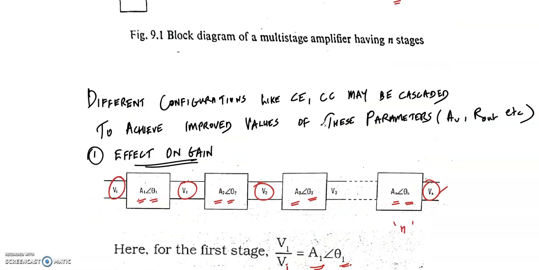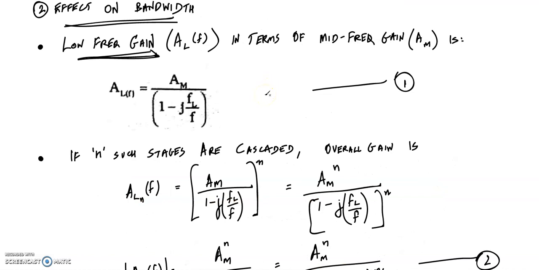Our next point in question is, what is the effect on bandwidth? In order to understand the effect on bandwidth, I need to remember that bandwidth is actually given by the upper cutoff frequency minus the lower cutoff frequency, FH minus FL. Let FH and FL be the upper cutoff and lower cutoff frequencies of individual stages. Now let's take FL first. What is the effect of cascading on FL?